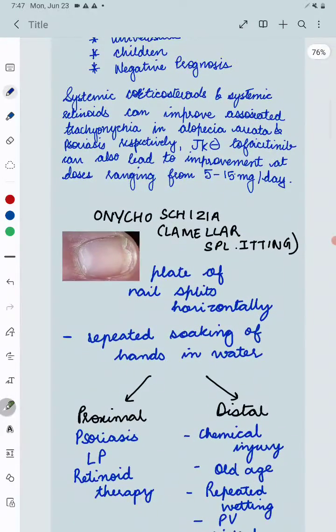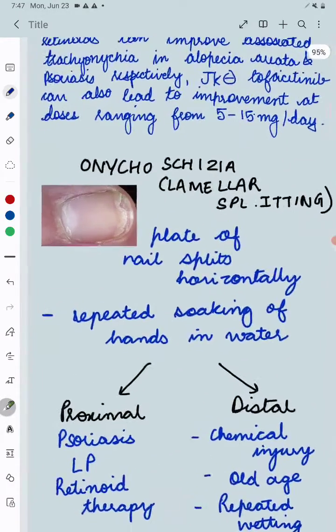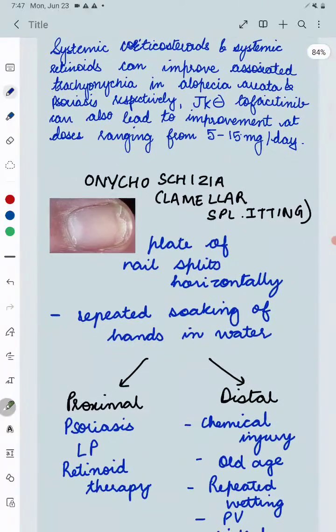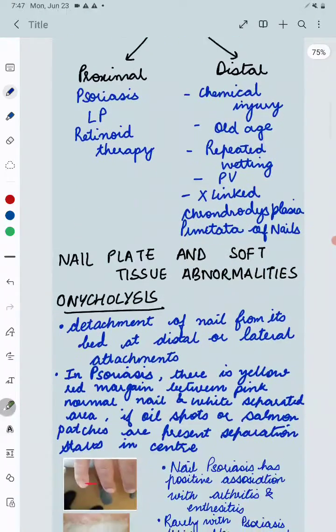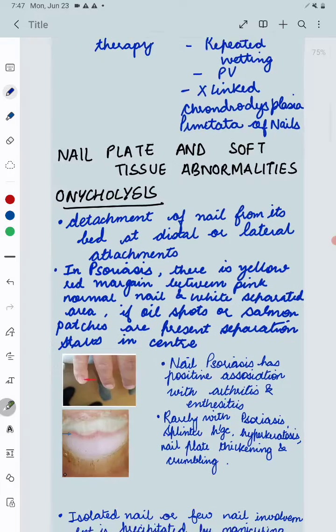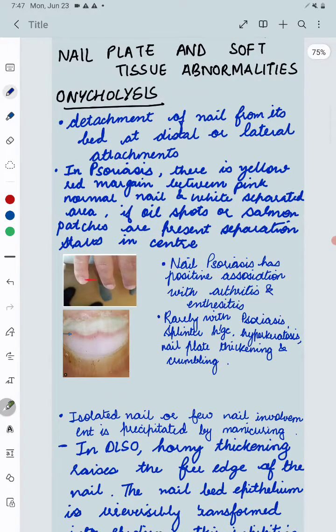20 nail dystrophy, you can see where all it is seen, and you can take a screenshot of this. Now there is onychoschizia or lamellar splitting. The nail looks like this. Plate of the nail splits horizontally. Repeated soaking of hand in water causes onychoschizia. Proximal is seen in psoriasis, LP and retinoid therapy. Distal is seen in chemical injury, old age, repeated wetting. Again, you can pause the video and read it. I'll only be focusing on the parts where I need to explain something.